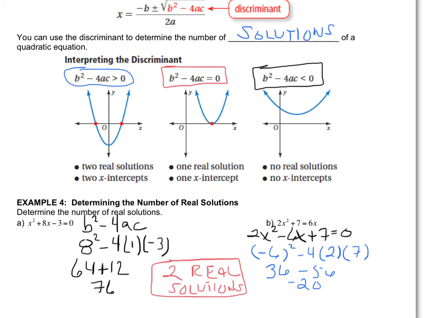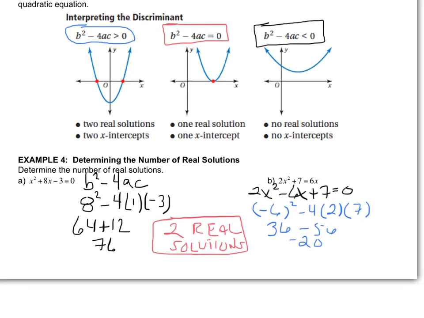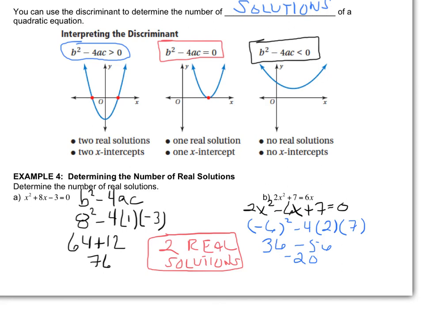And what we said was, if you have a discriminant that is a negative number, that is telling you there are no real solutions.